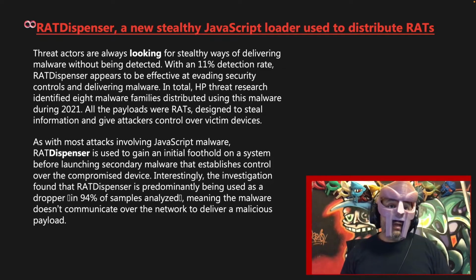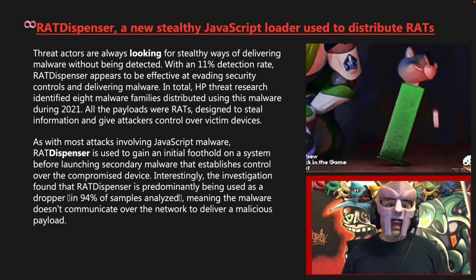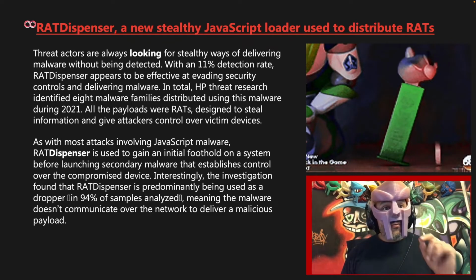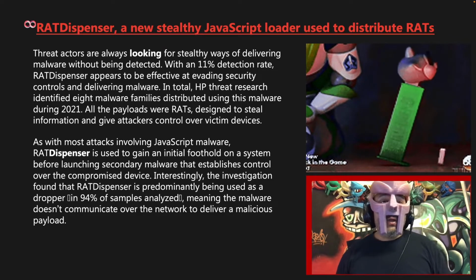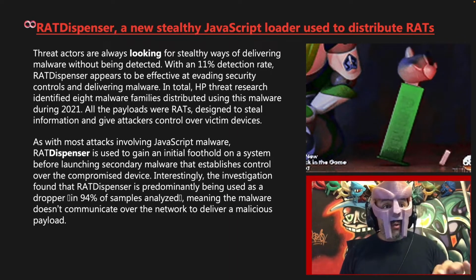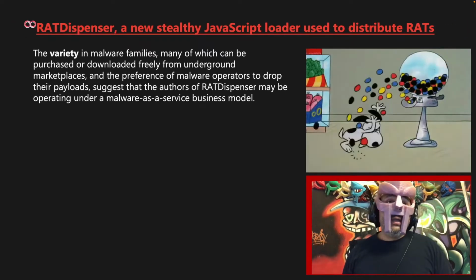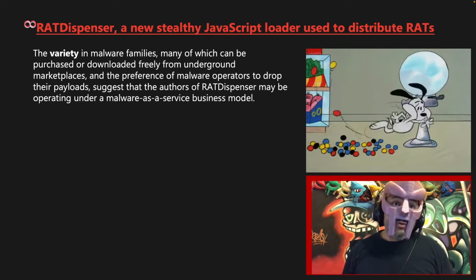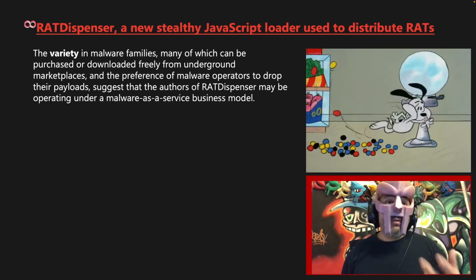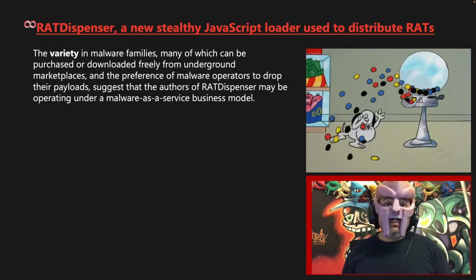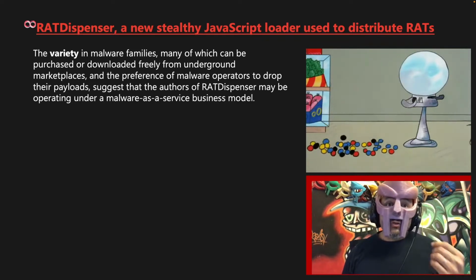As with most attacks involving JavaScript malware, RATDispenser is used to gain an initial foothold on a system before launching secondary malware that establishes control over the compromised device. Interestingly, the investigation found that RATDispenser is predominantly being used as a dropper in 94% of samples analyzed, meaning the malware doesn't communicate over the network to deliver a malicious payload. The variety in malware families, many of which can be purchased on or downloaded freely from underground marketplaces, and the preference of malware operators to drop their payloads suggests that the authors of RATDispenser may be operating under a malware as a service business model.